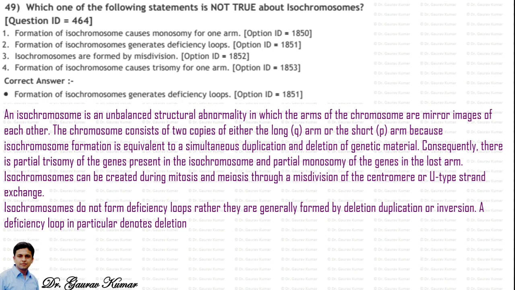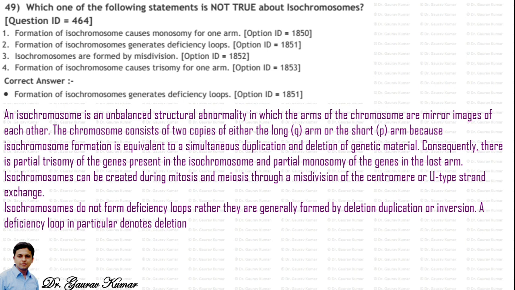An isochromosome is an unbalanced structural abnormality in which the arms of the chromosome are mirror images of each other. The chromosome consists of two copies of either the long arm or the short arm, because isochromosome formation is equivalent to a simultaneous duplication and deletion of genetic material. Consequently, there is partial trisomy of the genes present in the isochromosome and partial monosomy of the genes in the lost arm. You can check the other options also with this explanation.